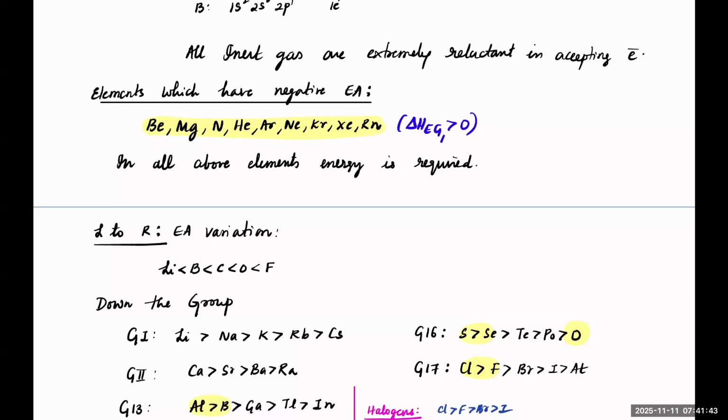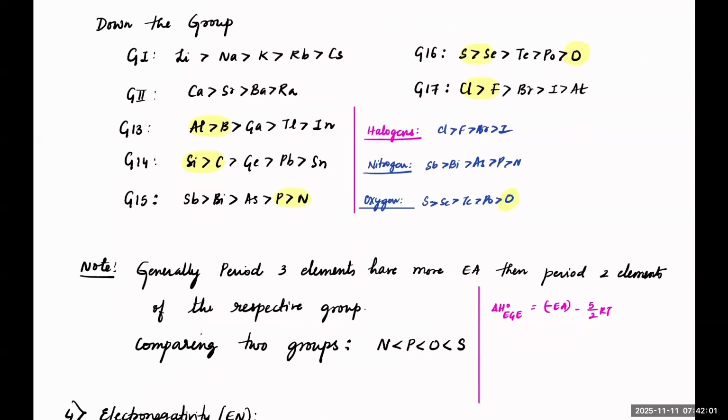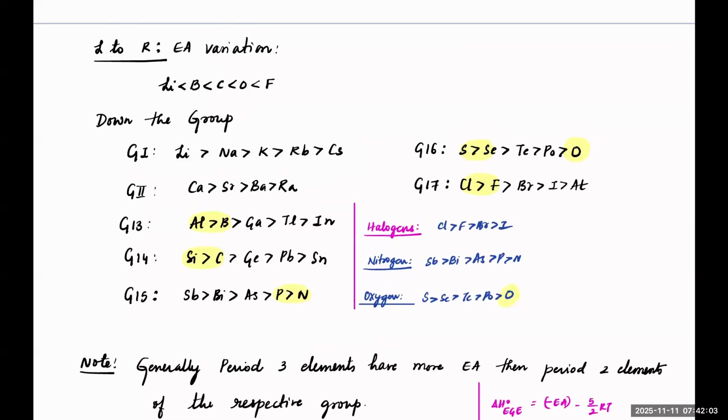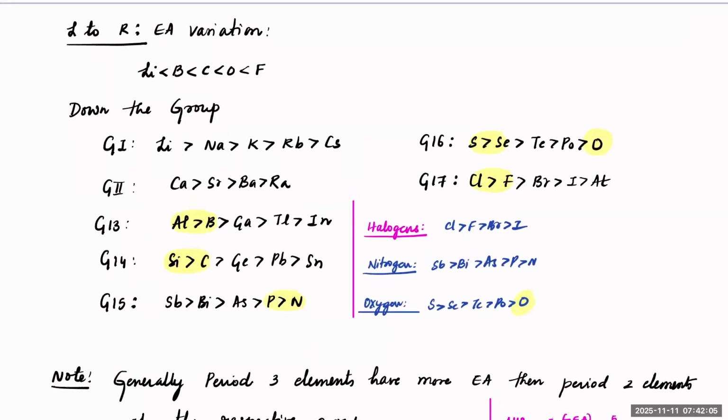Next, check out down the group. How does electron affinity vary?